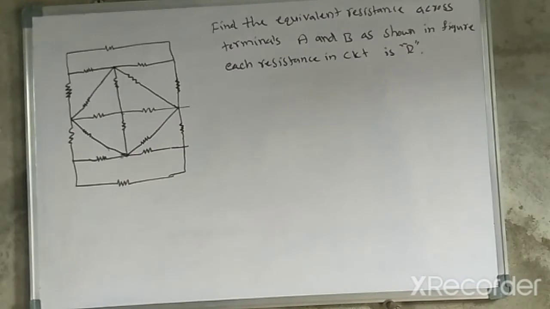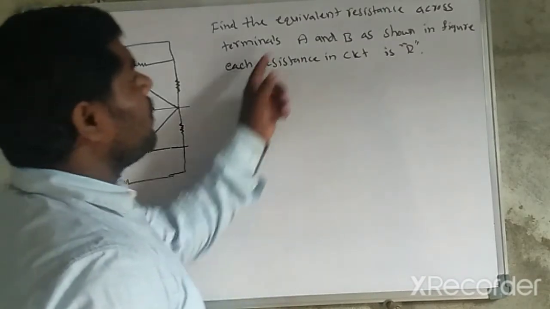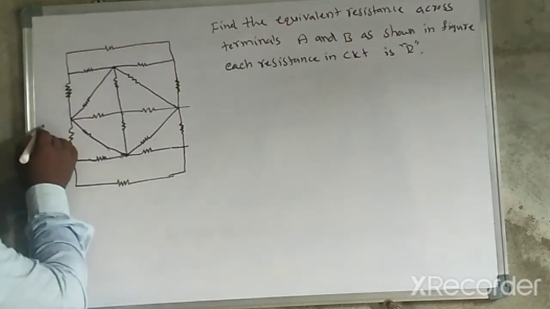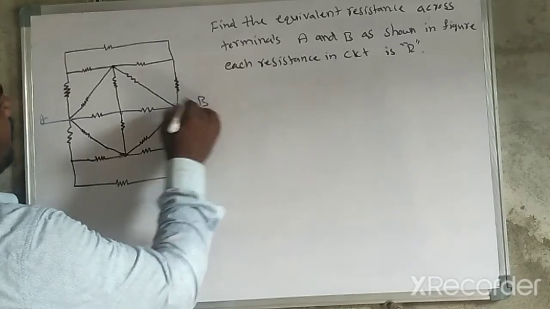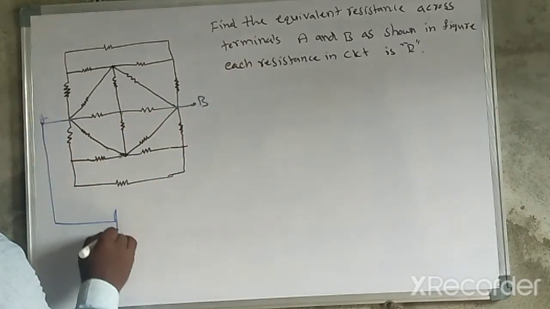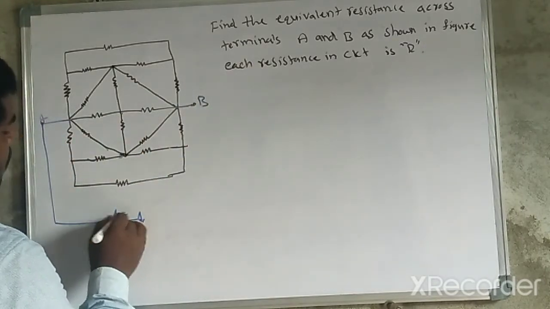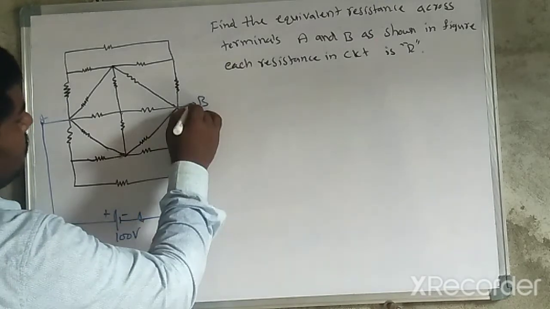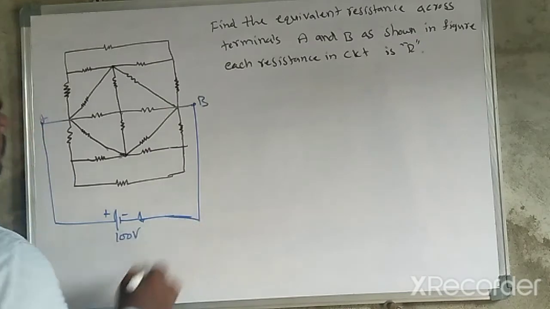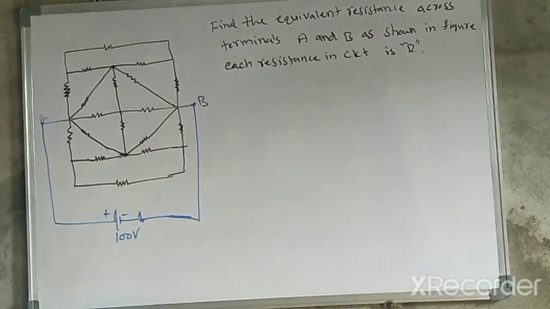Here is another important model: find the equivalent resistance across terminals A and B. Let us consider this terminal A and this terminal B. These two are connecting the battery, positive and negative. Here we consider 100 volts. Each resistor is R.